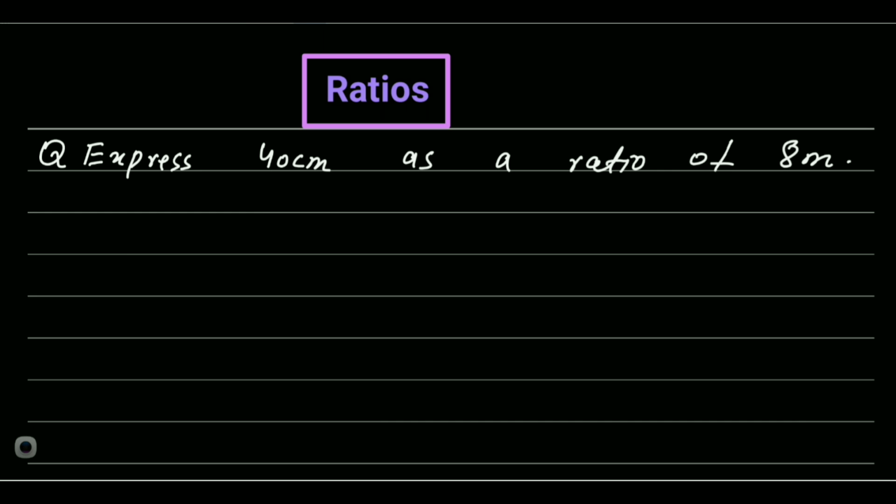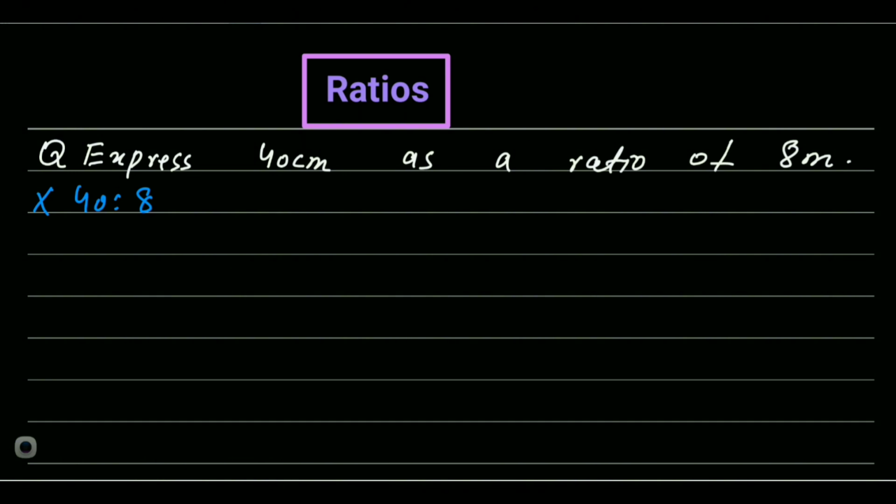Question number 1 is express 40 centimeter as a ratio of 8 meter. So first of all we have to check the units of the values. We can see that both units are different. This is centimeter and this is meter. So first of all we have to make the units same. If we write it like 40 to 8 and solve it, that will be the wrong method.